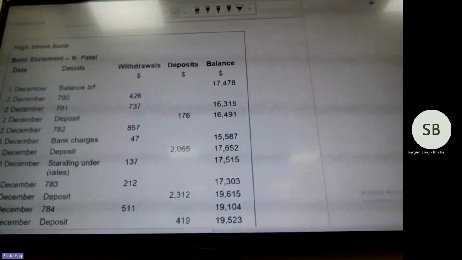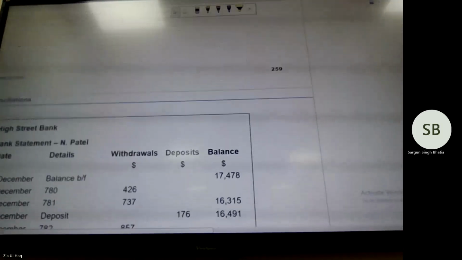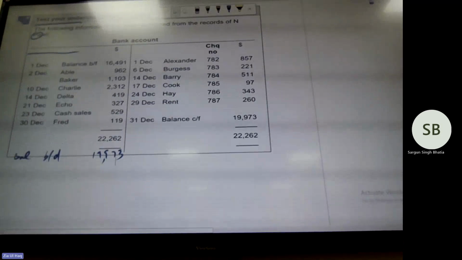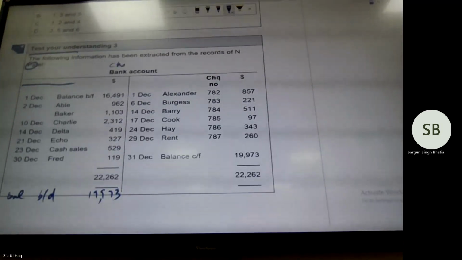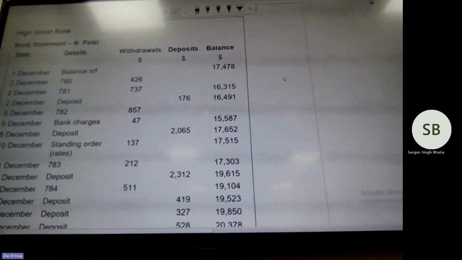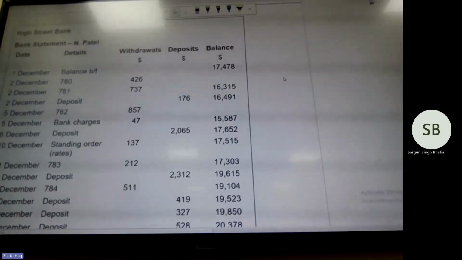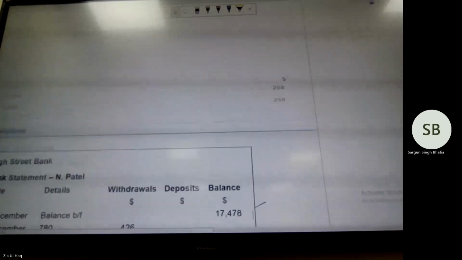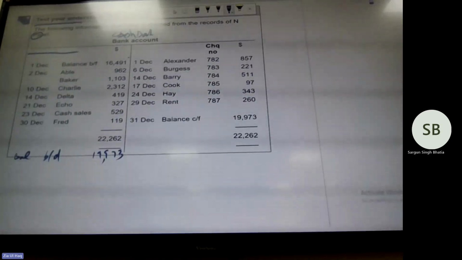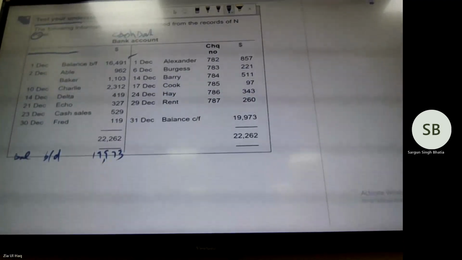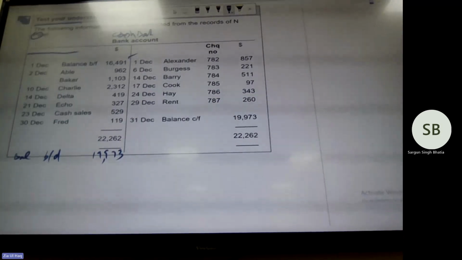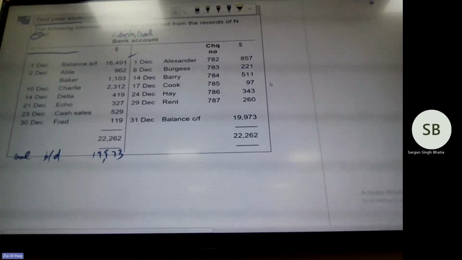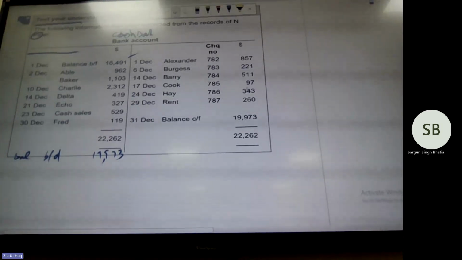And we have a bank statement. This is the bank account, and the bank account means this is the cash book. This is the cash book, and this is our bank statement, where they are saying at 1st December the balance was 17,478. What's the balance here at the start? 16,491. While the cash book is showing a different balance. What's the difference?